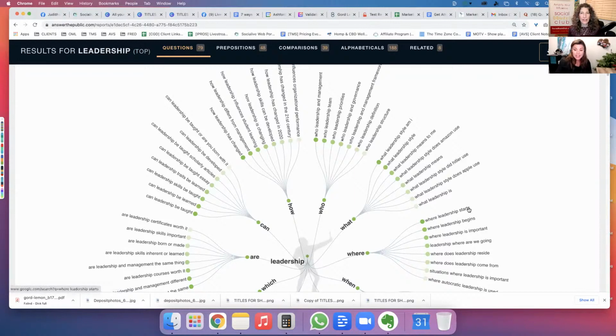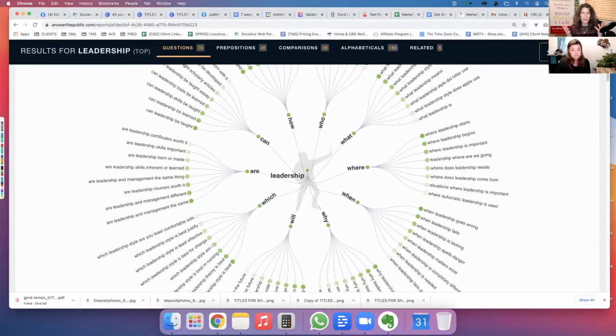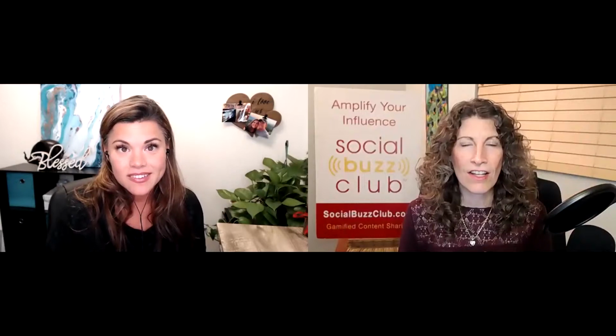I heard a guy talk about developing content as formed like a tree. Think about a tree, and this makes me think about it. You have the trunk of the tree, which is leadership, right? Then you have the branches, which would be different types of leadership. And then you have the leaves. And the leaves are what you create your content on. It's those different nuanced questions.